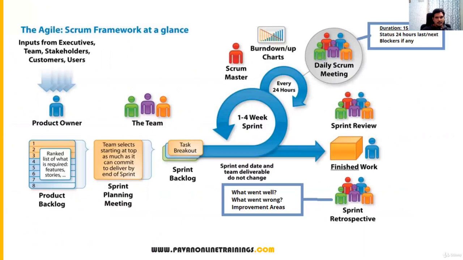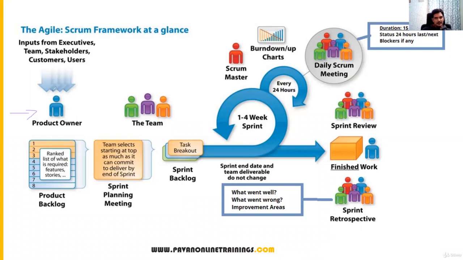Okay, so now just look at this, guys, and whatever terminology we have learned so far, let's try to see where exactly things will happen. This is the first stage, guys. The product owner is the first person. He always interacts with the customer.